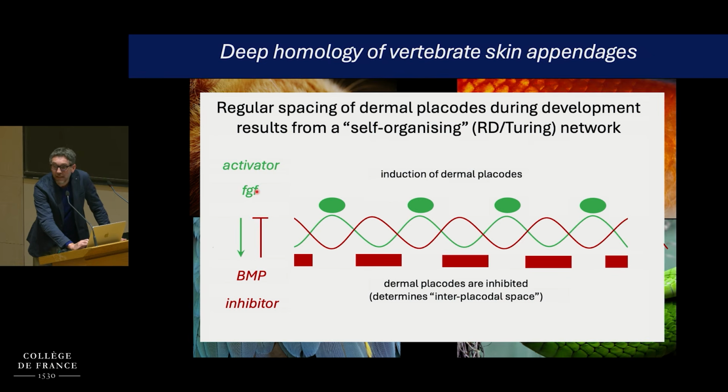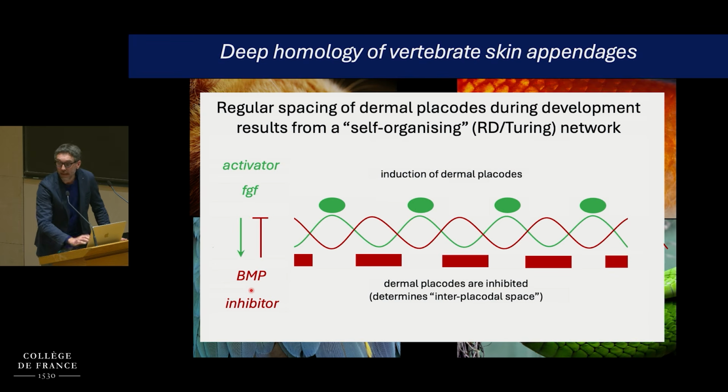Sort of how this works is, during the temporospatial occurrence of those structures on the skin, you have an interaction between two signal transduction pathways in which one acts as an activator. In this case, it seems to be always an FGF molecule, which activates the structure itself. So basically, where you have FGF expression, you have a dot, and you will get a scale or feather or hair. And at the same time, it activates an inhibitor of this process.